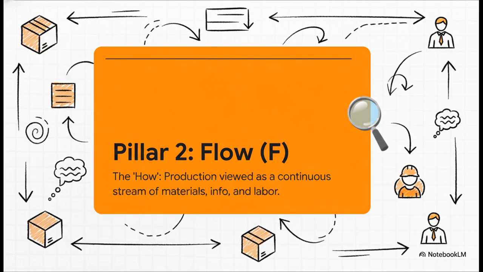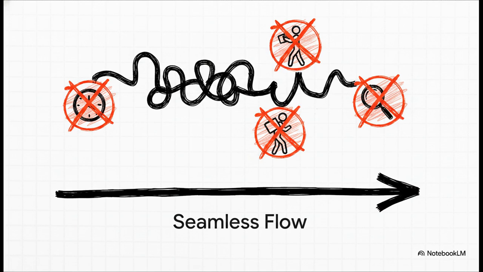Okay, now here is where we get the first major paradigm shift, the flow view, or the how. This perspective isn't focused on the tasks themselves, but on the movement between the tasks. It encourages us to see production as a continuous stream, a flow of materials, information, and work moving through the system. The core goal of the flow perspective is to make the entire process as smooth and continuous as possible.